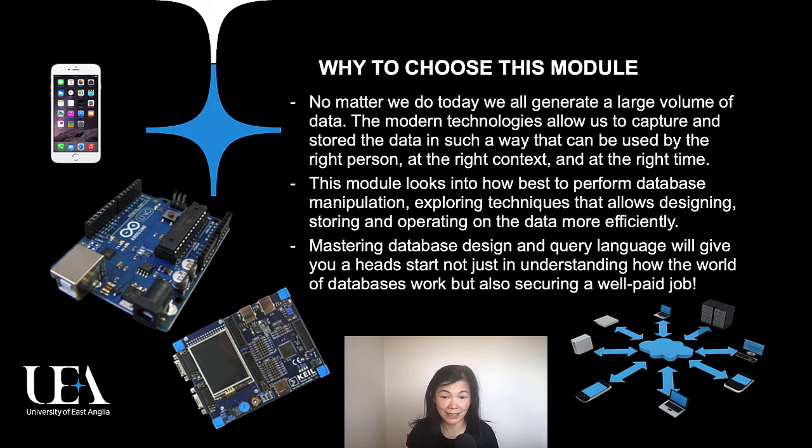How can we edit the data and let the database know that only a subset of the data has been updated? Or perhaps, how many types of data are there? Can we apply the same technique on all of them? This module looks into how best to perform database manipulation, exploring techniques that allow designing, storing, and operating on the data more efficiently. Mastering database design and SQL techniques will give you a head start, not just in understanding how the world of databases works, and also you may secure a well-paid job.